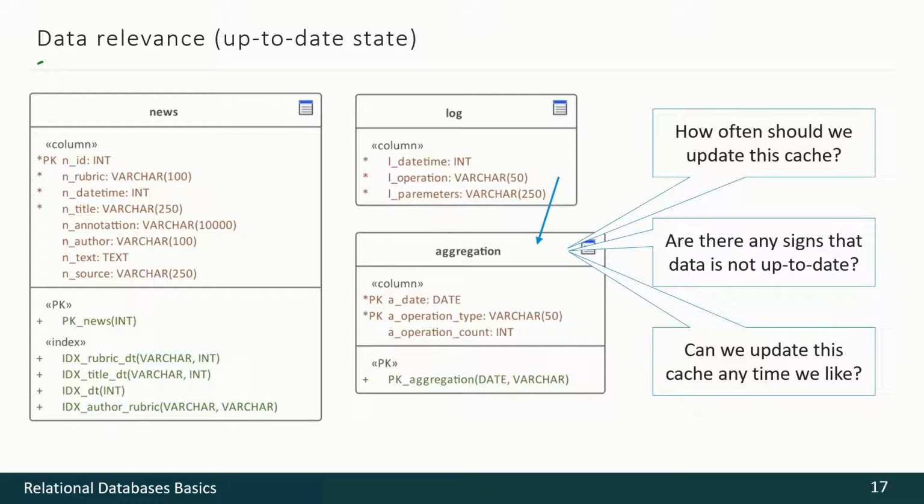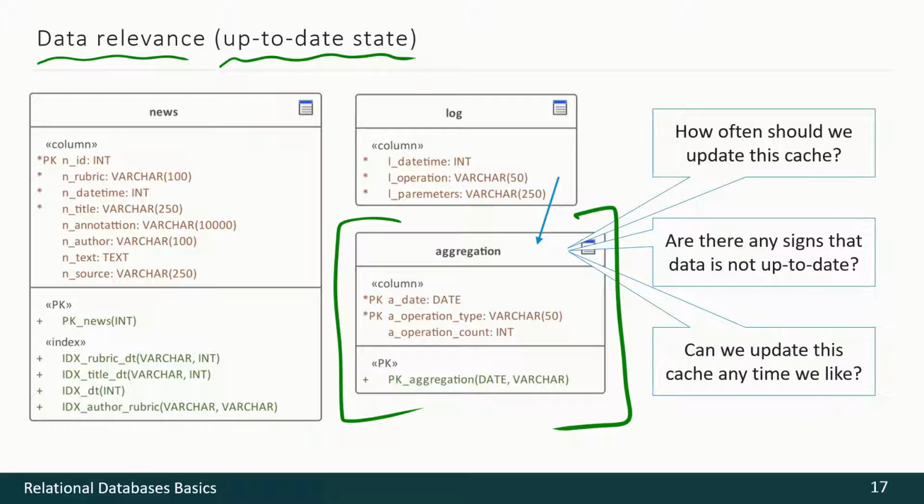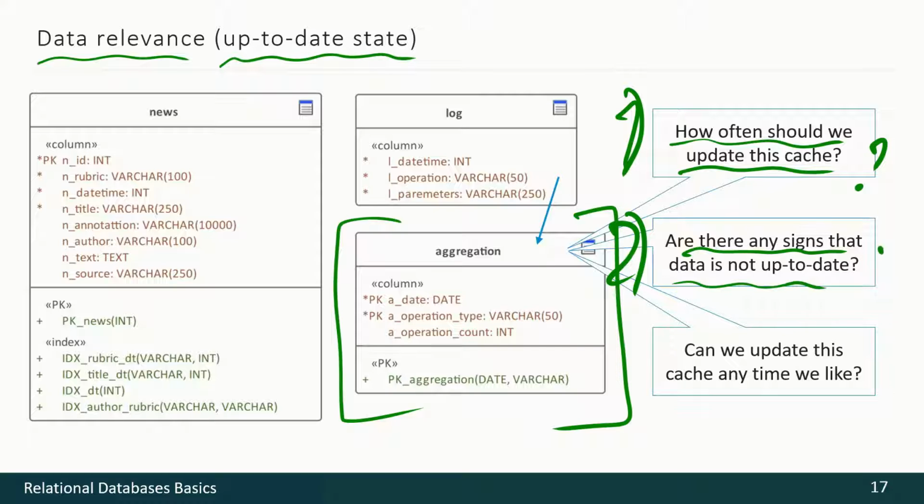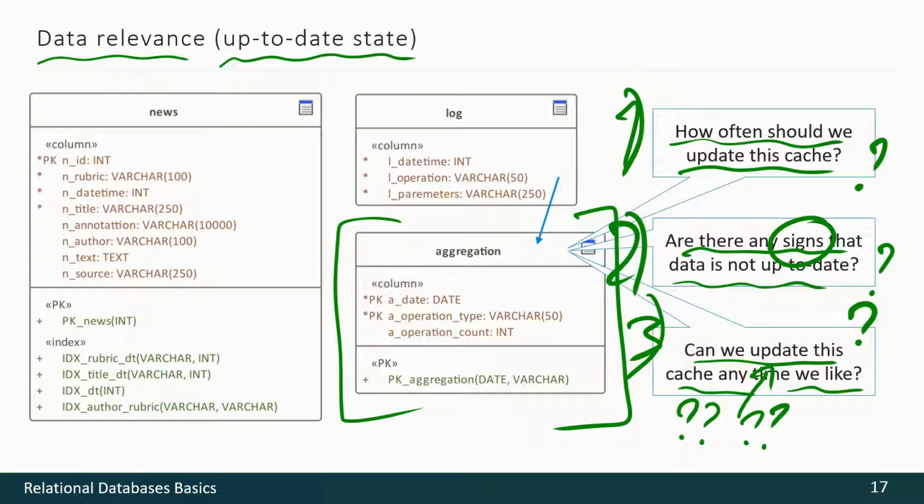And the last requirement is about data relevance, or up-to-date state. If we have some aggregation, some caching tables or fields, we have to ask ourselves: how often should we update this cache? Are there any signs that data is not up to date, and what is that sign? And can we update this cache anytime we like, or maybe we shall wait for a good moment? We have to ask ourselves these questions and many other questions about any aggregation, find out the answers, and of course make appropriate technical decisions once we get those answers.